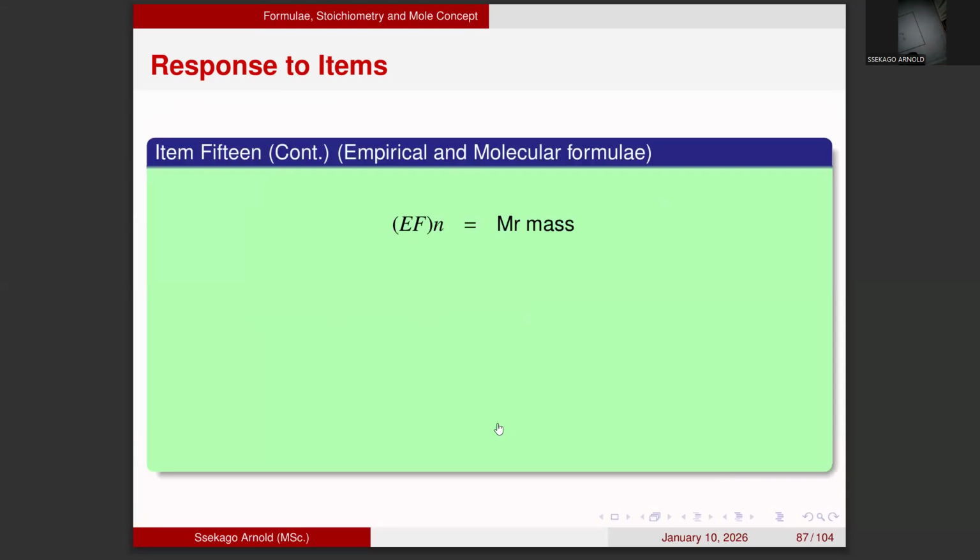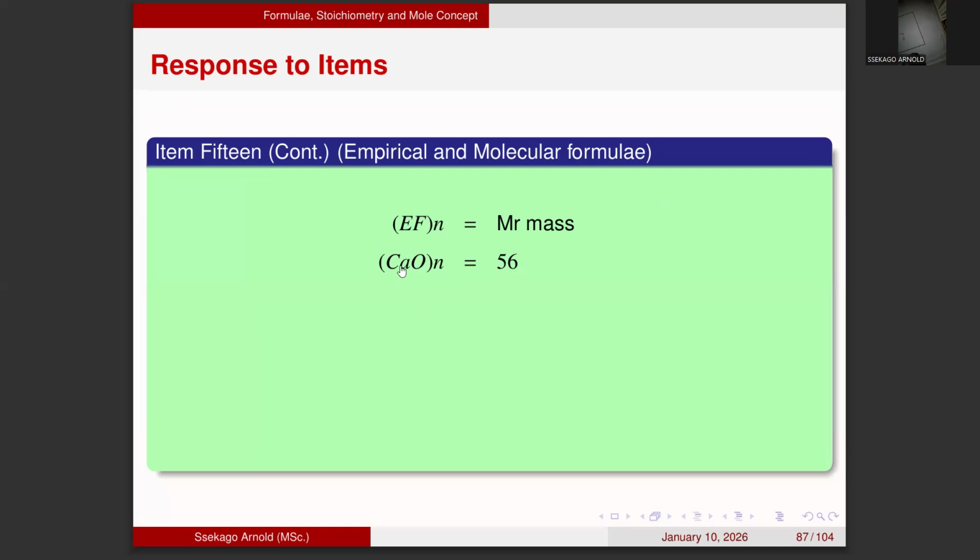To determine the molecular formula, we say that empirical formula times N equals molar mass. So the molar mass is given. The empirical formula, we also have it. The empirical formula is CaO, then times N. Then we equate to molecular mass, which is 56. So the issue here is to determine the value of N.